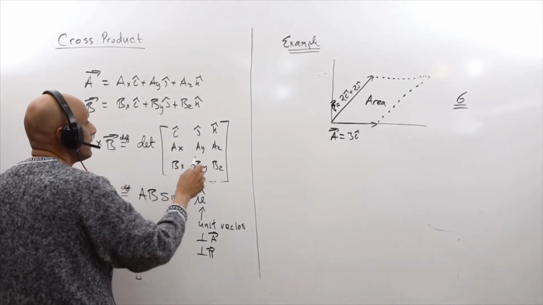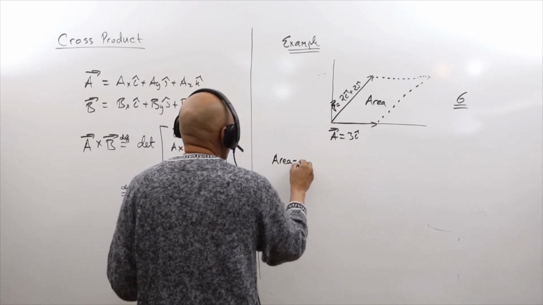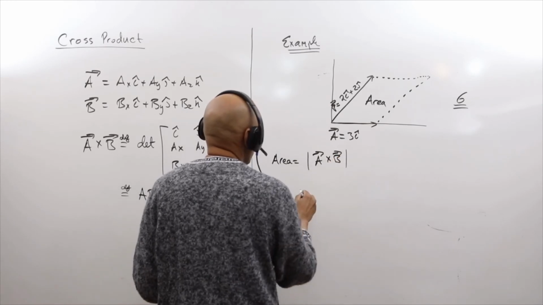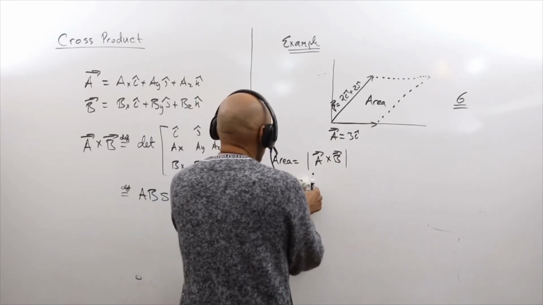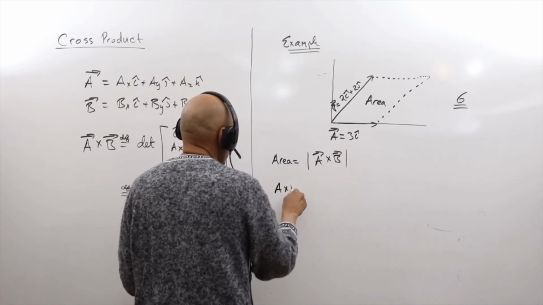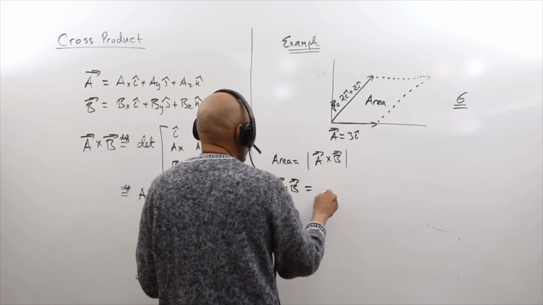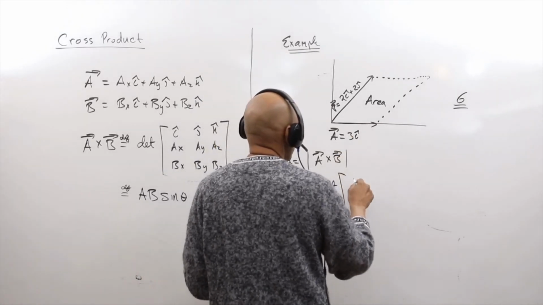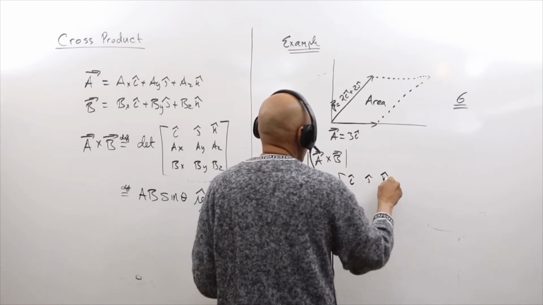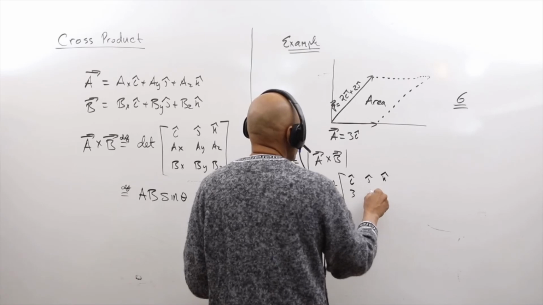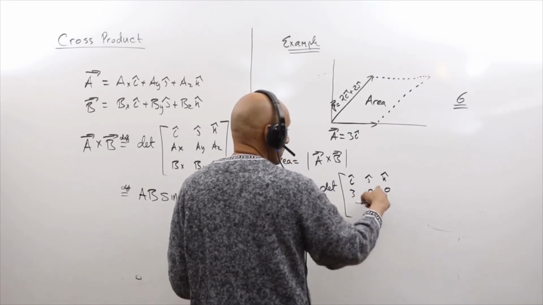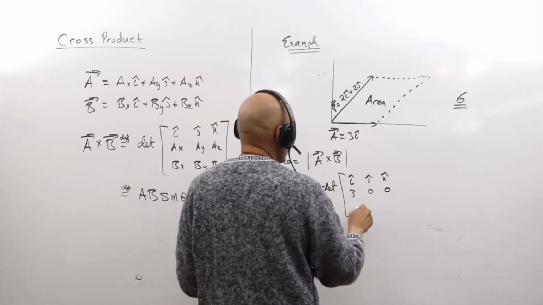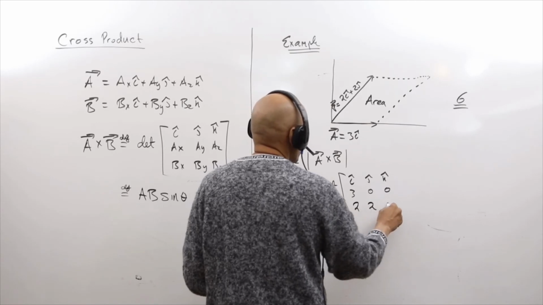So we know that the area is going to be the magnitude of A cross B for the parallelogram. Actually, let me write A cross B because I don't want to put magnitudes yet. So we have a vector A. So this is i, j, and k. A is 3, 0, 0. This is a good row to expand on because nobody wants to do extra calculations if they don't have to. And then the B vector is 2, 2, 0.